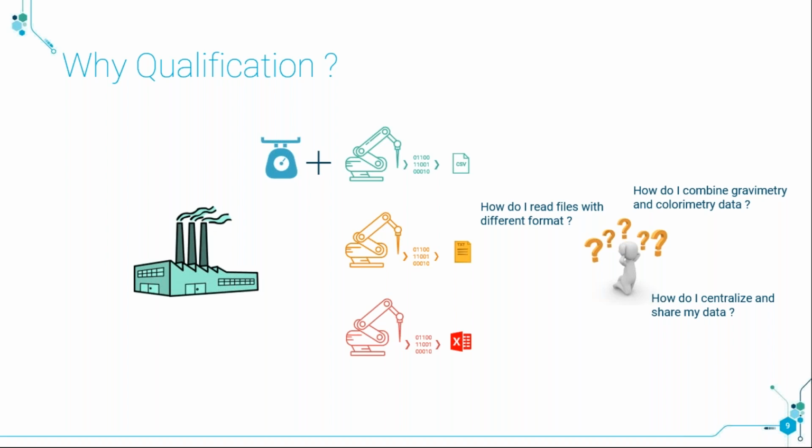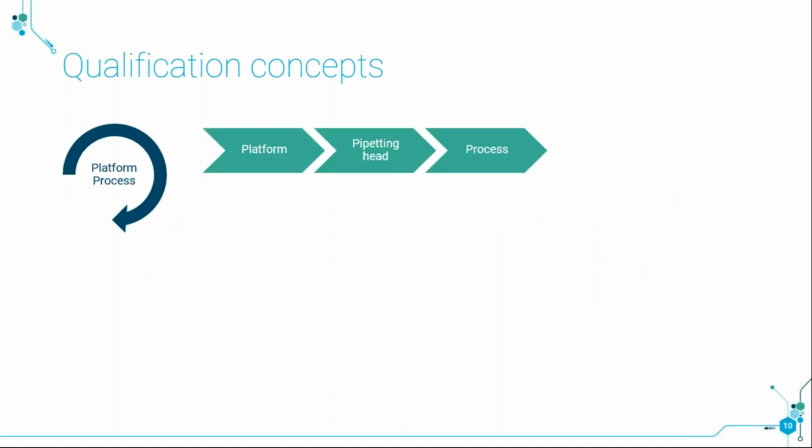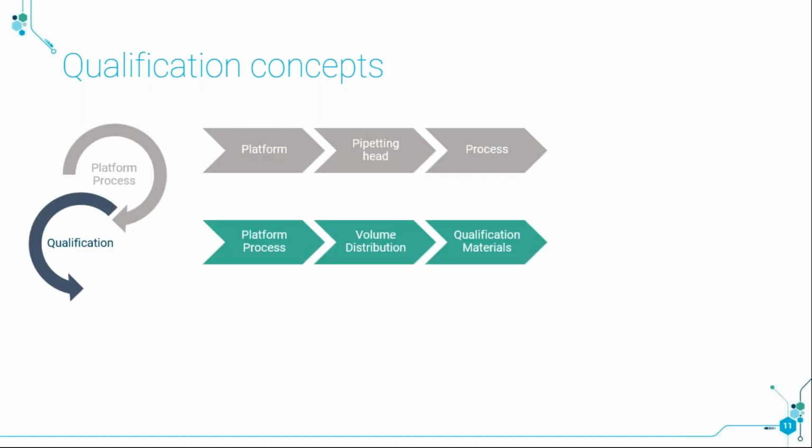So now let me speak more about the concept of qualification. To go more into detail about it, in the application we have three levels of information. The first one is what we call the platform process. In qualification, the platform process is a combination of three different pieces of information about the platform, the pipetting head, and the process. When you combine this information, you can name your platform process.